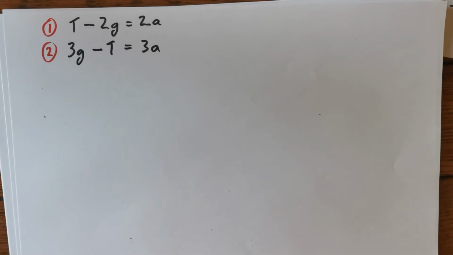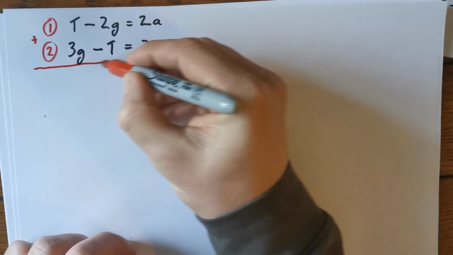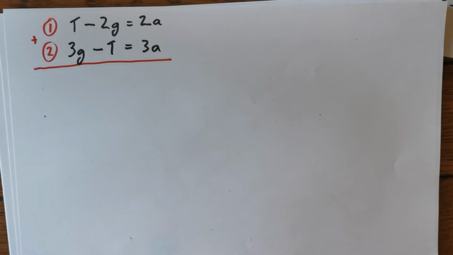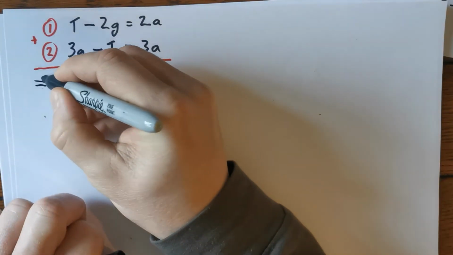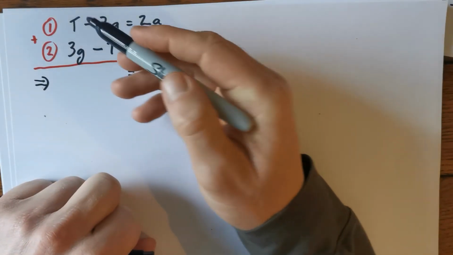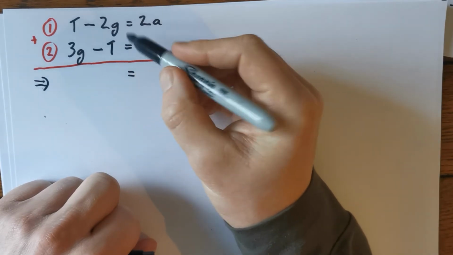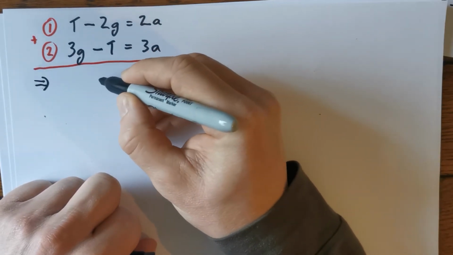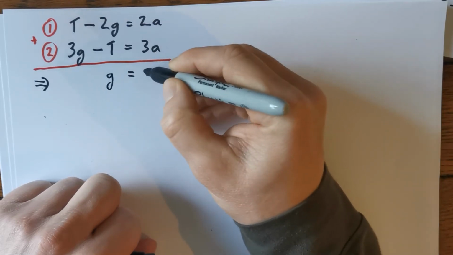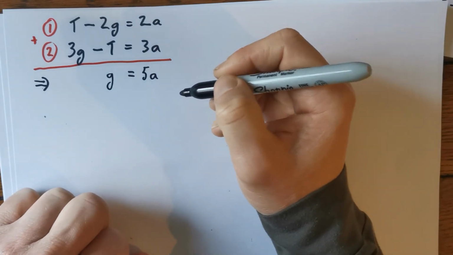I'm going to use the addition property of equations, which says if equal quantities are added on both sides of the equation, then the two sides will remain equal. Adding here like terms, T added to negative T, they cancel out, that's 0. 3g added to negative 2g is just 1g. 3a plus 2a is equal to 5a. So g is equal to 5a.